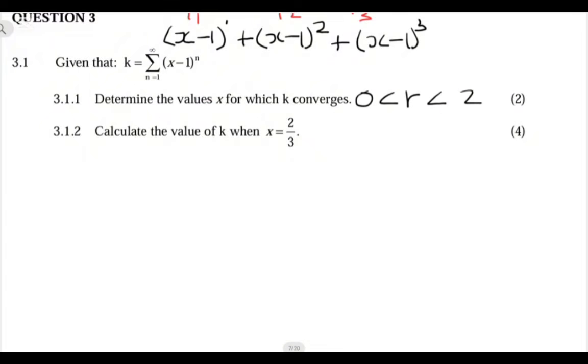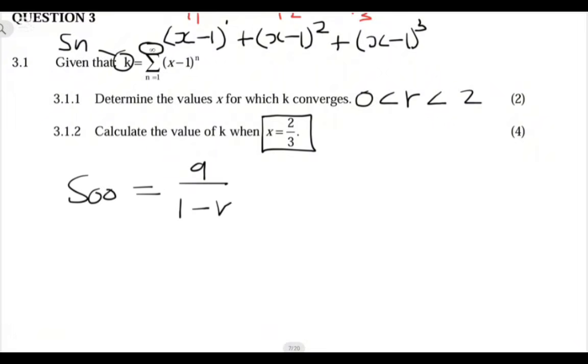Moving on to the next question. They say calculate the value of k when x is equal to this. Now they've given us the value of x and they want k. Remember, k is the sum of the series, so they are looking for the sum. This is the sum to infinity because we have infinity at the top. To find it, if you have forgotten, the formula is a over 1 minus r. We need the first term and the r.